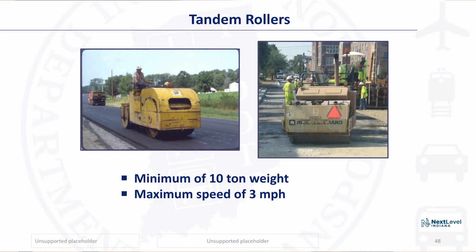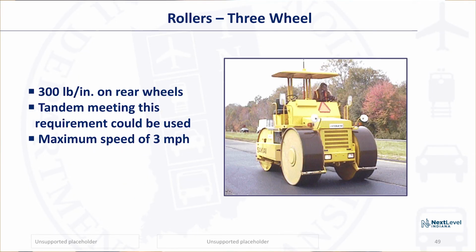Here's a very recent picture of a tandem roller on the left. That guy's probably not even with us anymore. But there's a more recent picture on the right. Minimum weight 10 tons, max speed 3 miles an hour. Three-wheeled roller. I don't know if I've actually seen one of these out in my travels. Anybody got one? Anybody using one? Got one up here, back there.